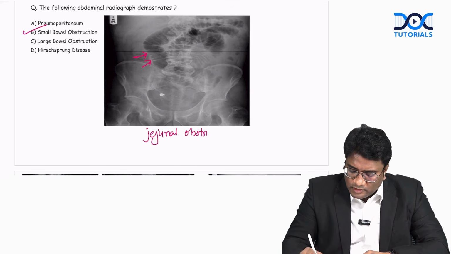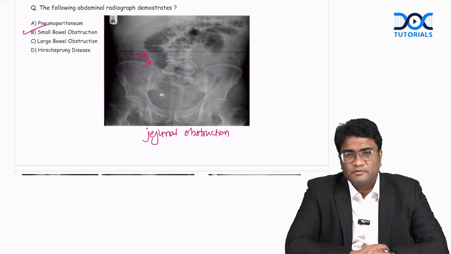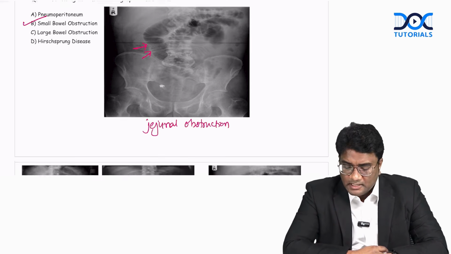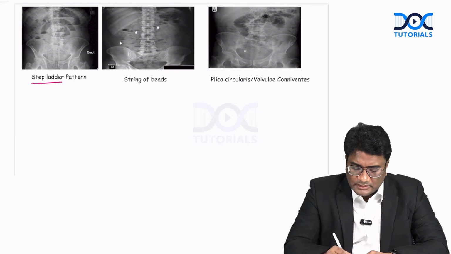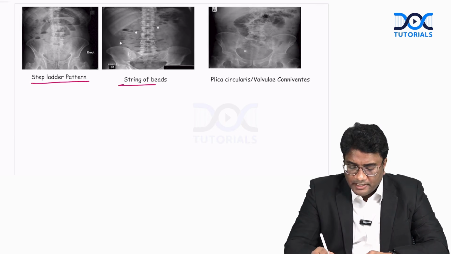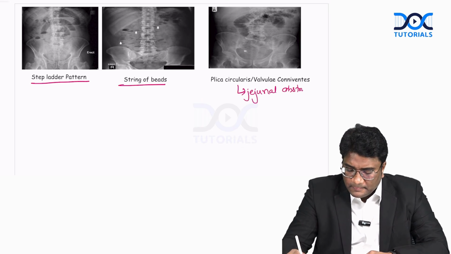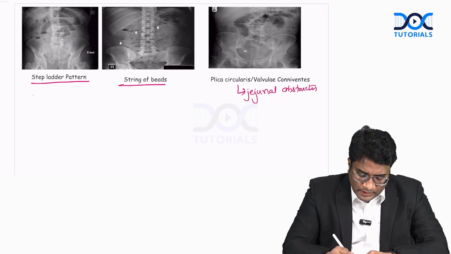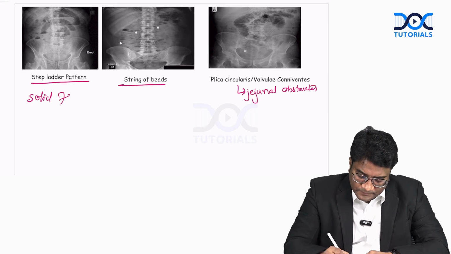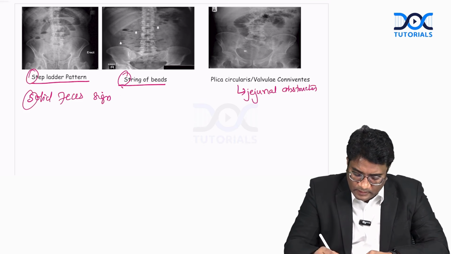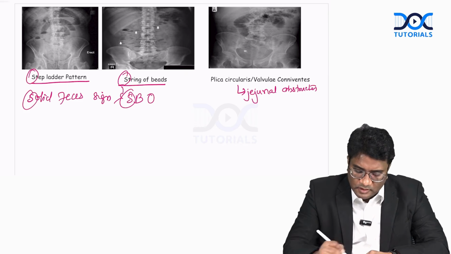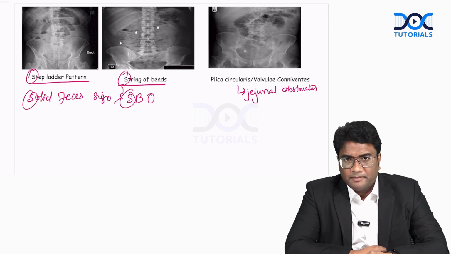So we should know what are the features of small bowel obstruction and large bowel obstruction. The small bowel obstruction shows you a step ladder pattern, a string of beads appearance, and the plica circularis or valvulae conniventes, these are jejunal obstruction. And you also see the solid feces sign. So remember all this, as they are seen with small bowel obstruction. So step ladder pattern, string of beads appearance, and solid feces sign, all of these are small bowel obstruction.